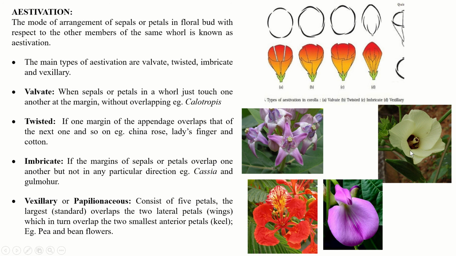Now you can see in the lady finger flower, a beautiful flower, one end is inside, one end is outside, one inside, one outside, one inside, one outside. So this is called the twisted estivation.